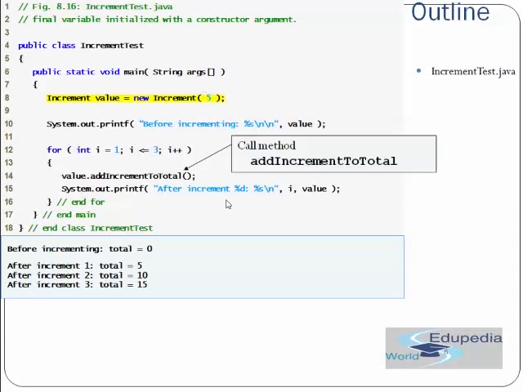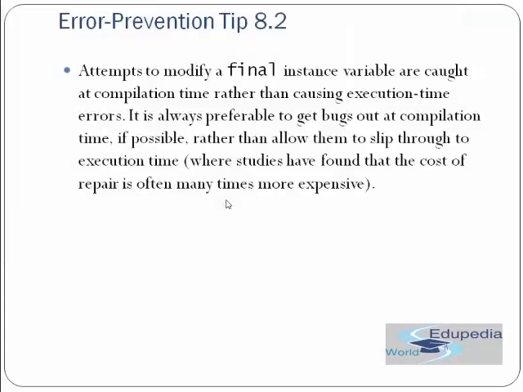So here, create an increment object, call the method to add increment to total. Now we have an error prevention tip which says that attempts to modify a final instance variable are caught at compilation time rather than causing execution time errors. It is always preferable to get bugs out at compilation time if possible, rather than allow them to slip through to execution time, where studies have found that the cost of repair is often many times more expensive.